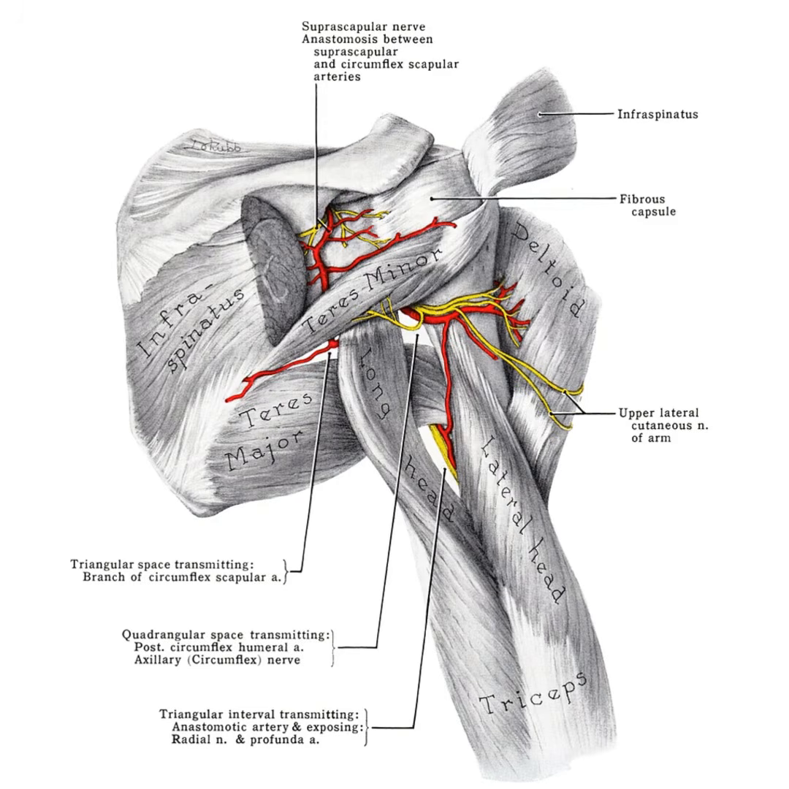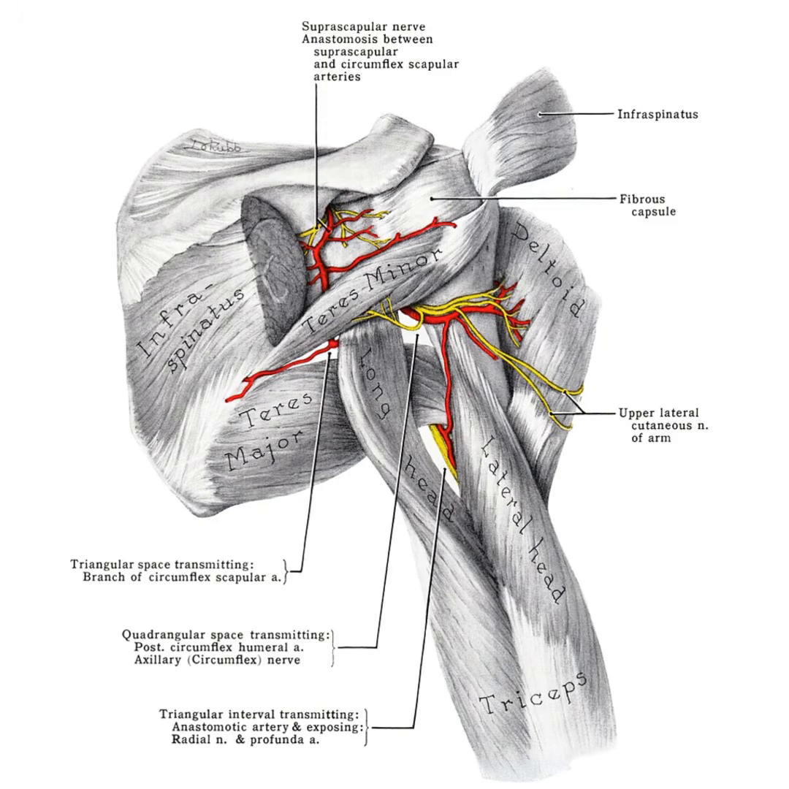Compression within this space, known as quadrangular space syndrome, typically results from hypertrophy of the bordering muscles or trauma, such as an inferior shoulder dislocation or a fracture of the surgical neck of the humerus. Patients present with weakness in shoulder abduction beyond 15 degrees due to deltoid involvement and impaired external rotation from teres minor paralysis. Sensory loss occurs over the lateral shoulder in the regimental badge area.